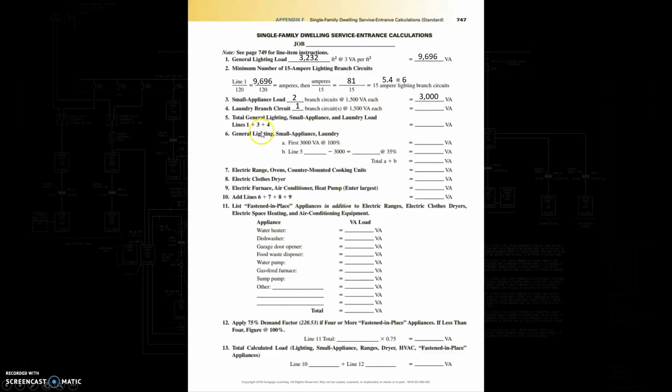Then we look at our laundry branch circuit. Same story, except we don't need 2. 1 is sufficient. Usually we're required 1. And again, in this case, we have 1. So of course, that is 1,500 volt amps.